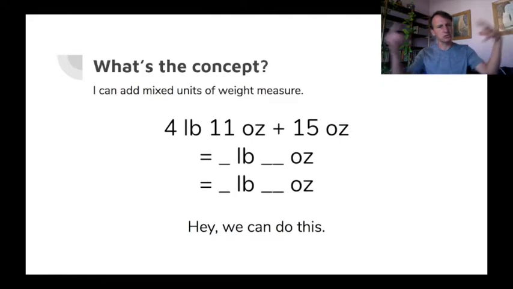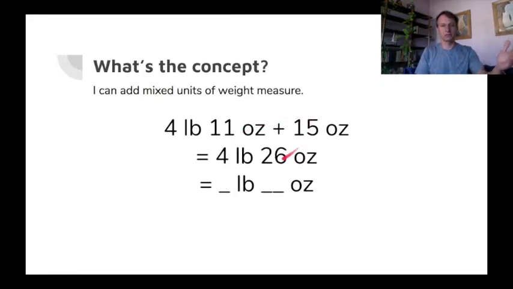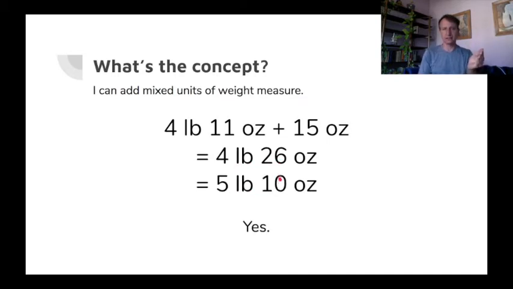Remember how we do this? We just crunch the numbers first. 11 and 15 are 26, so 4 pounds, 26 ounces. Pull out the 16 to get another pound, so that gives us 5 pounds, and what's left over? 10 ounces, okay? Boy, isn't this the same thing we're doing? We're just working with different numbers, with the 16 ounces being a pound.